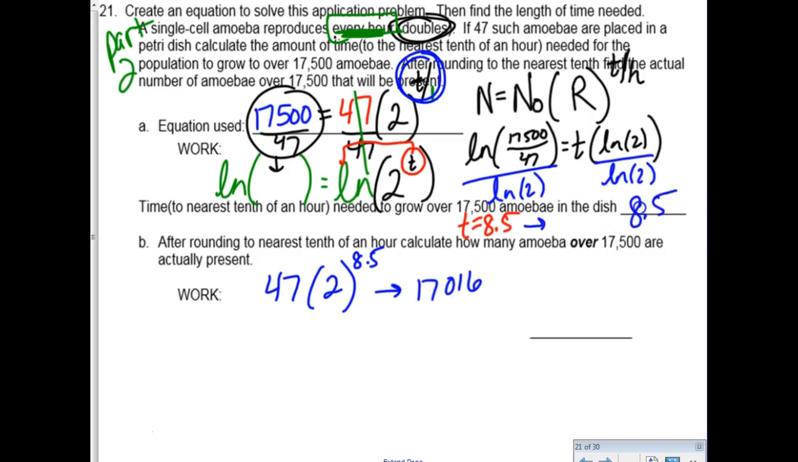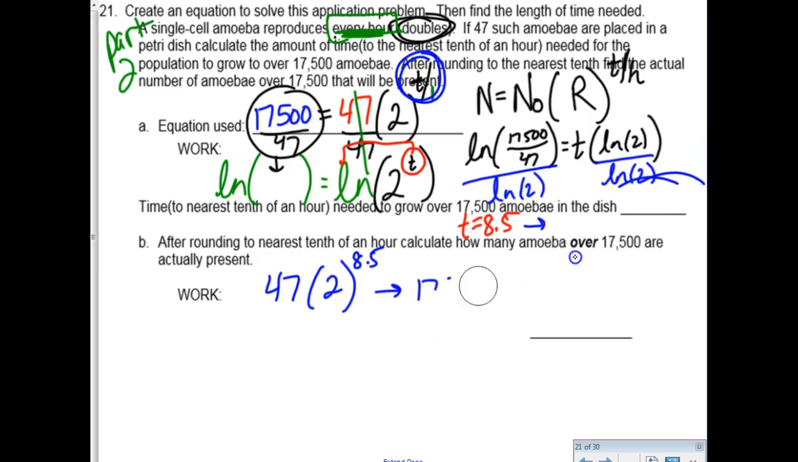So 8.5, what was the label on this? Hours is the time. Don't mess with the rounding there. And then be careful, I want to know how many amoeba over 17,000. Aw, snap. No! Abruzzo, back up. Back up. 17,500, girl. Read.